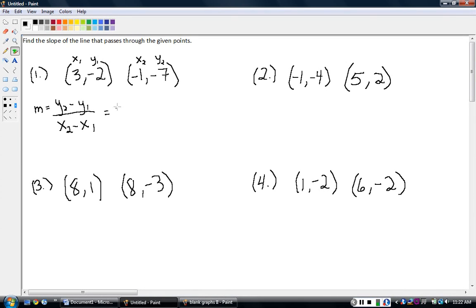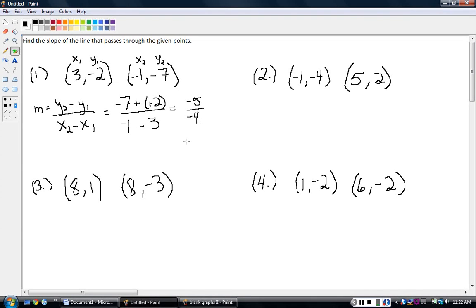It's pretty simple. y2, negative 7, minus y1, negative 2, divided by x2 minus x1. Just notice in this example, negative 7 minus negative 2, I end up with two negatives next to each other. So that's actually going to change to a plus, right? So I end up with negative 7 plus 2, which is negative 5, divided by negative 1 minus 3, which is negative 4.